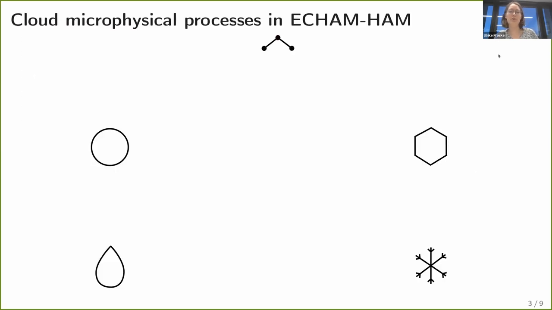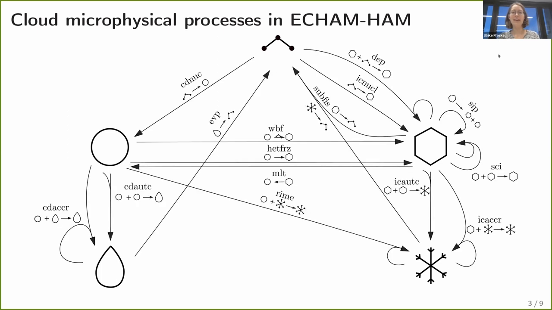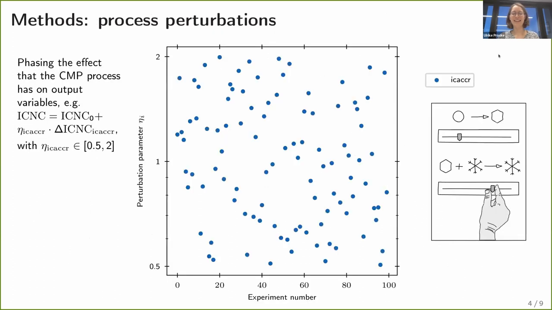As I said, I'm looking at the cloud microphysics. The two-moment cloud microphysics scheme includes cloud droplets, liquid rain droplets, ice crystals, snowflakes, and water vapor, and then different processes that connect all the different classes. For example, heterogeneous freezing would move cloud droplets to ice crystals. But we have so many processes, and many of those are nonlinear and therefore somewhat chaotic, that it becomes difficult to interpret what any one change would do to the model or any output variable that we're interested in. Hence, we do a sensitivity study, or an extended one with the PPE.